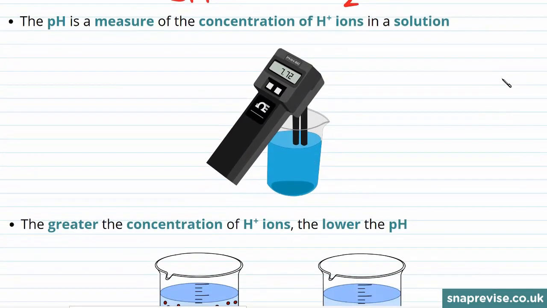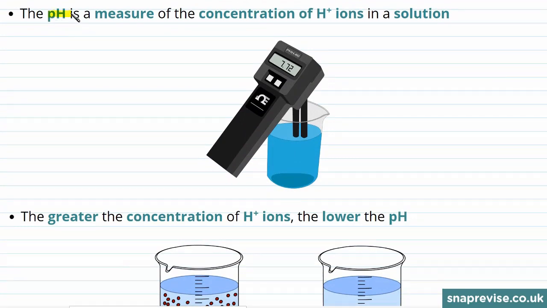The way we measure how acidic something is is to look at the pH, and the pH is a direct measure of the concentration of H+ ions in a solution.